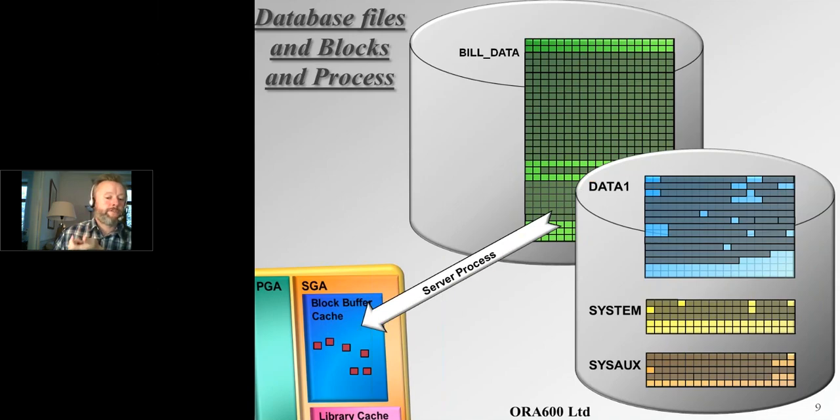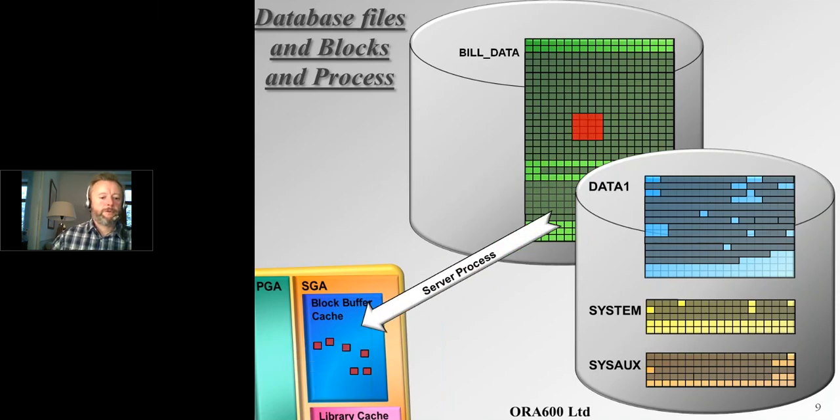So the server process, your waiter in effect, goes and collects the information from storage and puts it into memory. Now, if you've changed a record, so we're going to change this record, I think it is. Oh, forgot to say.